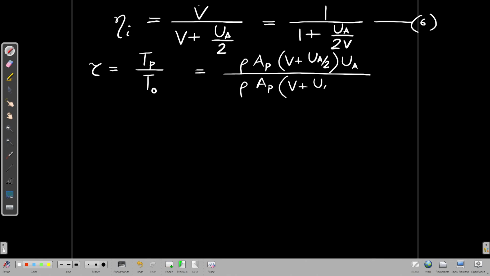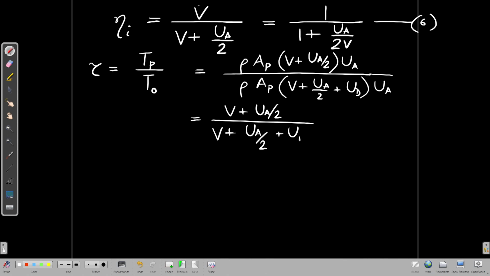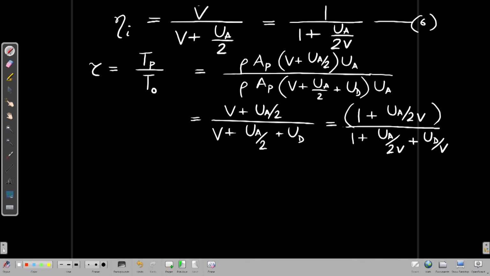So, if we use the expressions for Tp and To, this is rho AP, the total velocity through the disc, into UA. So, this becomes V plus UA by 2 by V plus UA by 2 plus UD. Again, if we divide by V and make it non-dimensional, this is 1 plus UA by 2V by 1 plus UA by 2V plus UD by V. This is tau, which is the ratio of the propeller thrust to the total thrust from the ducted propeller system.